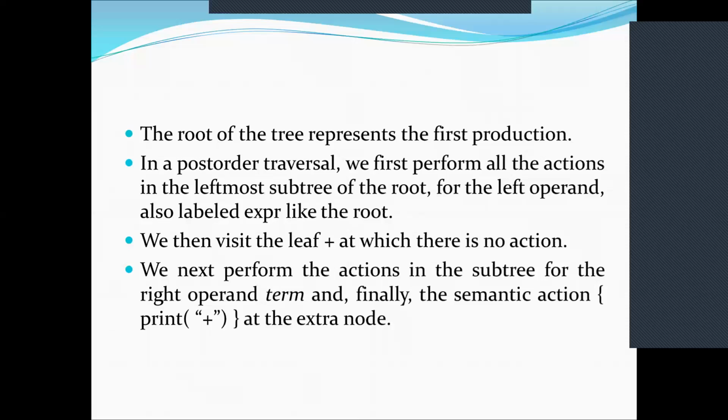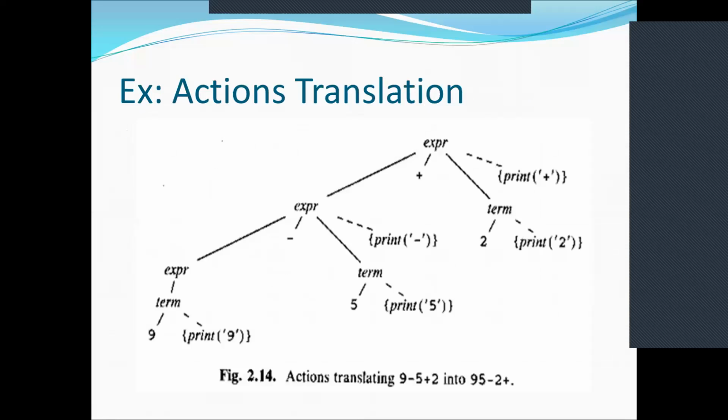We next perform the actions in the subtree for the rightmost operand term, and finally the semantic action print plus at the extra node. That is being done. You will see here. So first 9 is printed, then 5 is printed, then your minus is printed, then it goes to 2, which is printed, and finally it goes to the plus. So your expression will be 9, 5, minus 2 plus. This is the postfix action.